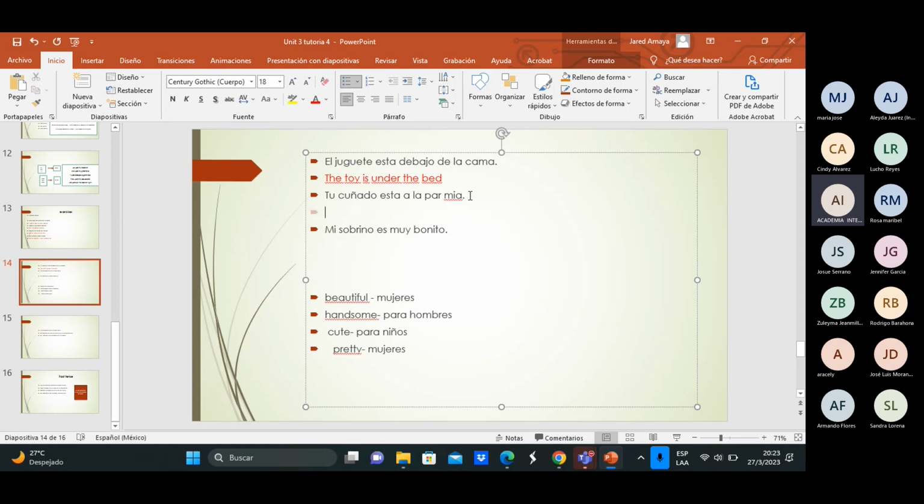The second one. Tu cuñado está a la par mía. That's a word that we can remember. Tu cuñado. Do you remember how to say cuñado? Your brother-in-law? And then? He's next to me. Yeah, very good. Your brother-in-law? Yes, next to me. Perfect. All right, I have a mistake in here. Your brother-in-law is next to me. Está a la par mía. Yeah, that's perfect. And the last one.